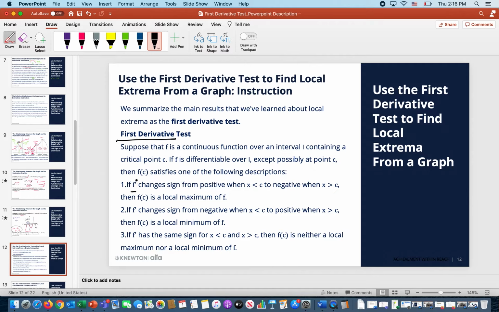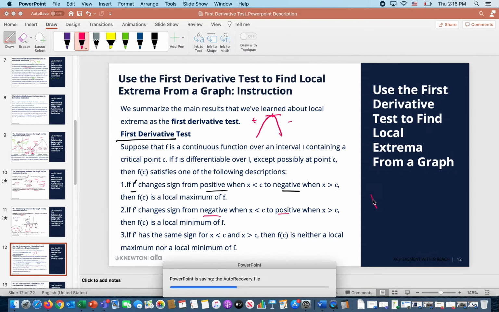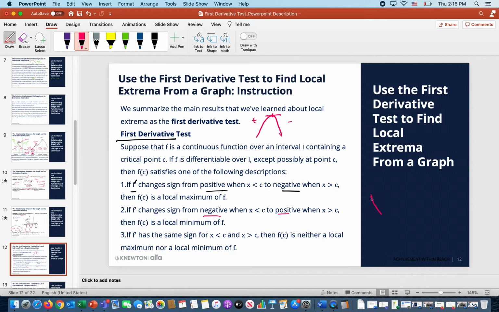If f prime changes from positive to negative, right? This is positive, this is negative. We have a local max, right? There's our local max. If the derivative changes from negative to positive, right? Negatively sloped tangent lines all the way down here to positively sloped tangent lines. Okay, so this is a situation where we have a local min.